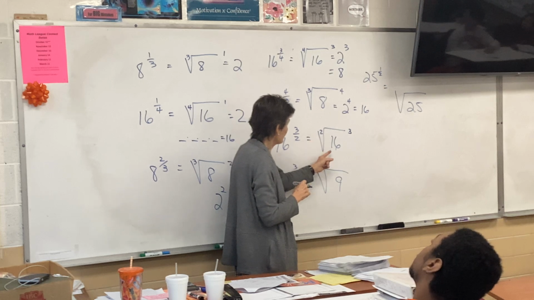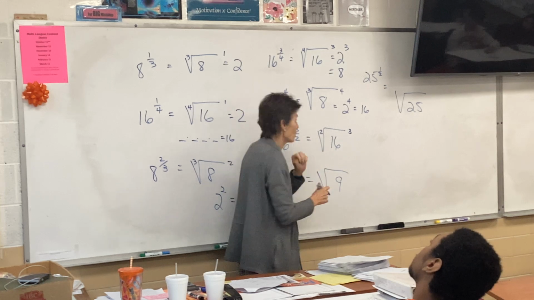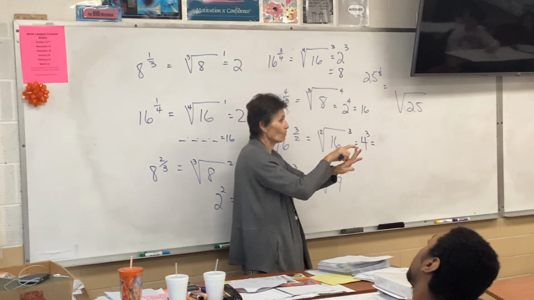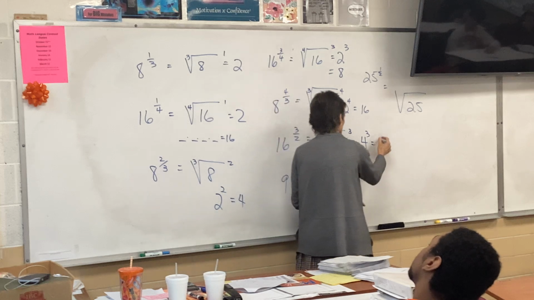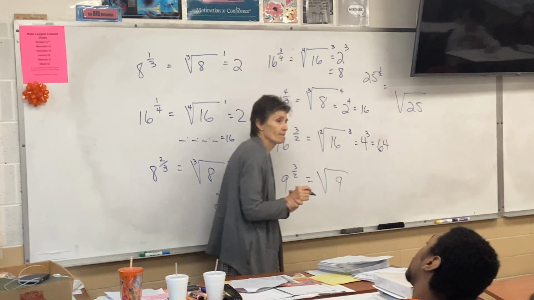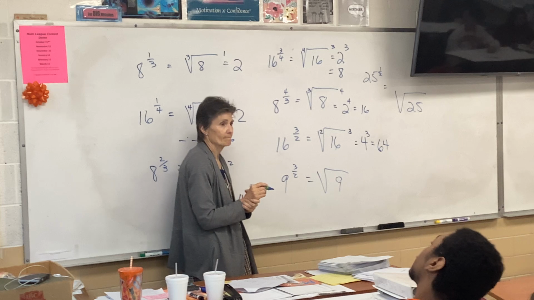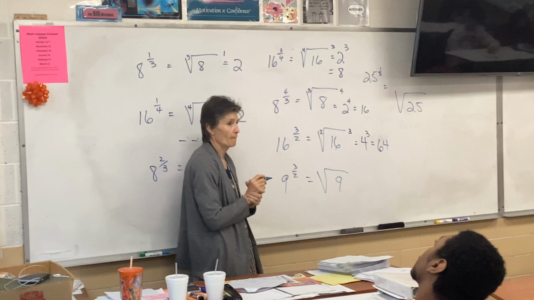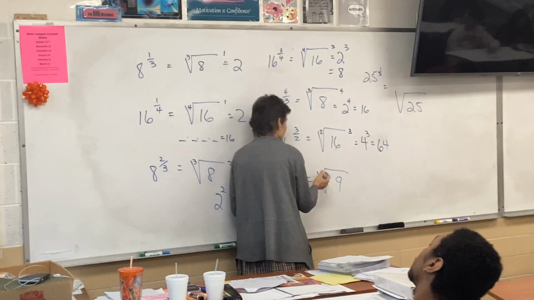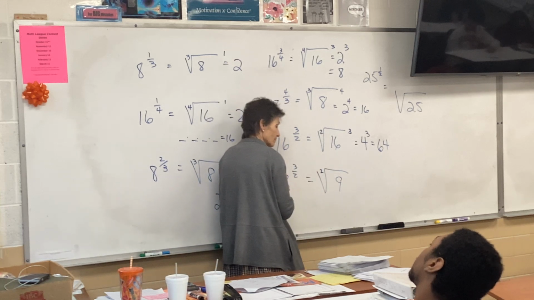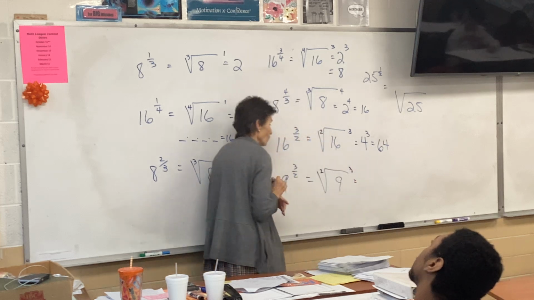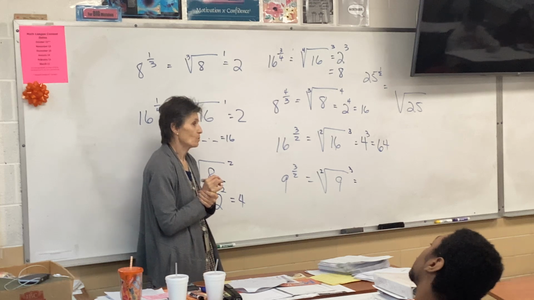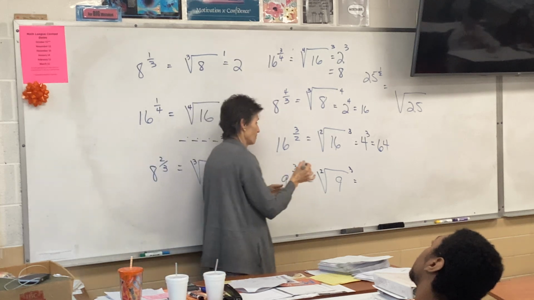Square root of 16 is 4. And 4 cubed means 4 times 4 times 4. Yep. 64? Yep. What's this one? It means the square root of 9 cubed. What's the square root of 9? 3. And 3 cubed is 27.